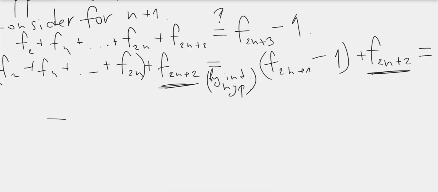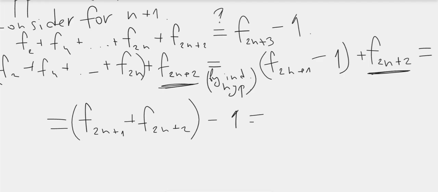So we write that this is equal to, group it in different ways, f2n plus 1 plus f2n plus 2 minus 1. And now here we have the sum of two consecutive Fibonacci numbers, and by the original recurrent relation, we know that this should be equal to the next Fibonacci number. So this should be equal to f2n plus 3 minus 1.